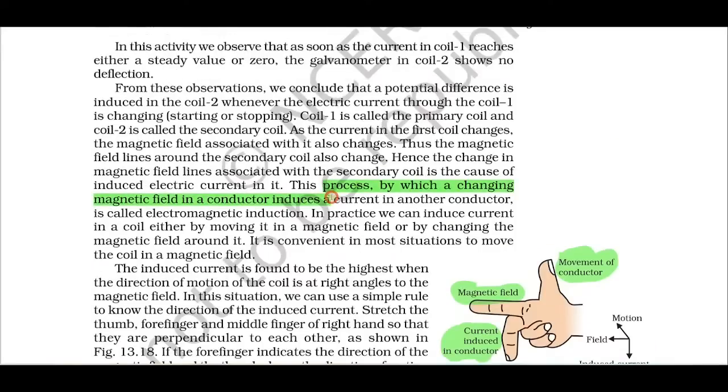See, there is a definition here. The process by which a changing magnetic field in a conductor induces a current in another conductor is called what? Electromagnetic induction. See here, coil 1 is called the primary coil, coil 2 is called the secondary coil. Because the current in the first coil changes, the magnetic field in it also changes. Because of the change in the magnetic field in coil 1, a current is induced in coil 2.